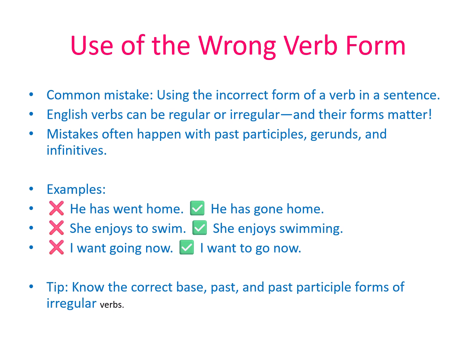Welcome to the chapter, Use of the Wrong Verb Form. This chapter focuses on a common area of confusion for English learners, choosing the correct form of a verb. Verbs in English can appear in different forms: base, past, past participle, gerund, and infinitive. Using the wrong one can completely change the meaning or make a sentence grammatically incorrect.